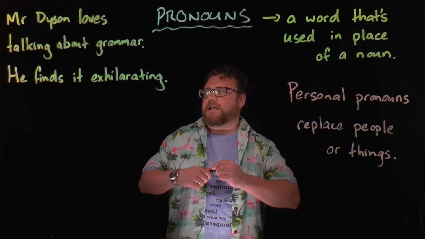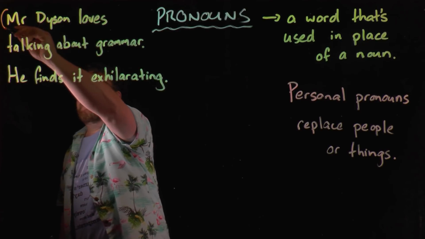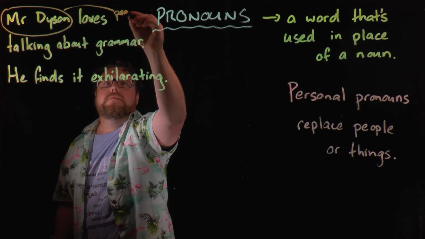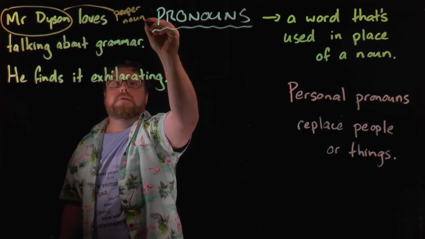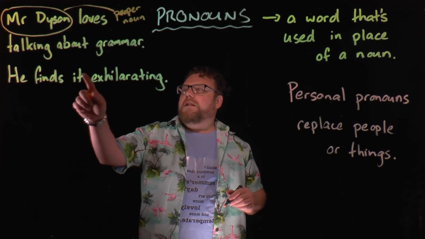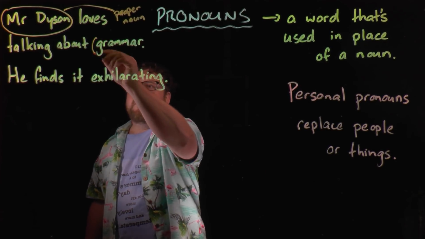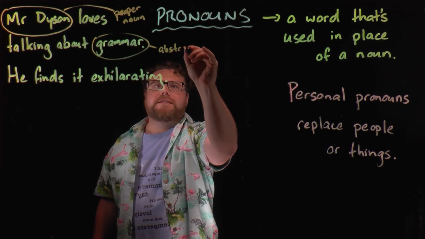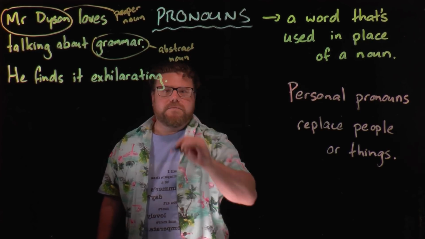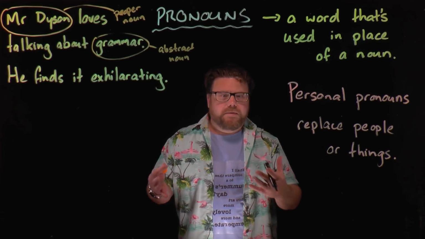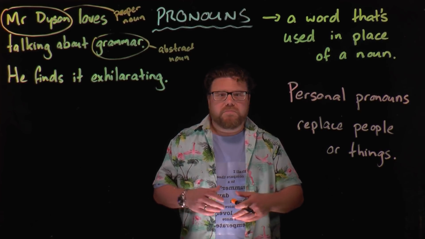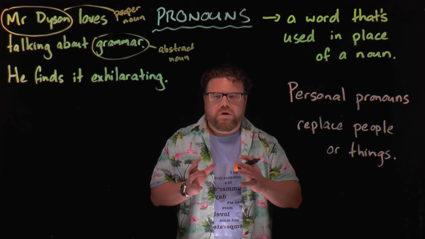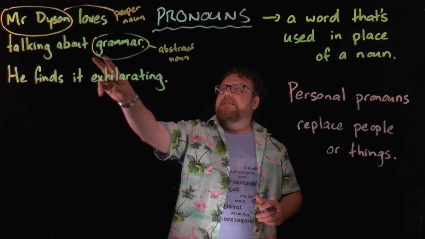What we've done is we've taken this first noun here. This is a proper noun, as we know. Mr. Dyson is a proper noun. Loves talking about grammar. And then grammar, we've got here what we call an abstract noun. Right? It's not one of those concrete nouns that we can pick up and touch. It's one of those abstract nouns like concepts or feelings or a collection of rules. So grammar. But they're two nouns.